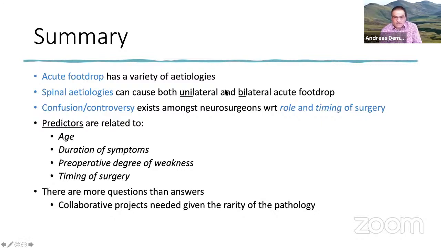There is still, in my opinion, controversy amongst neurosurgeons as regards the role of surgery and its ideal timing. The few predictors that are consistently identified in the very few studies are the age of the patient, the duration of the symptoms, the preoperative weakness, and indeed the duration of symptoms at the point of surgery. I think there are more questions than answers. This is never going to be the subject of a randomized controlled trial, and that's where hopefully collaborative multi-center prospective projects might give further answers.